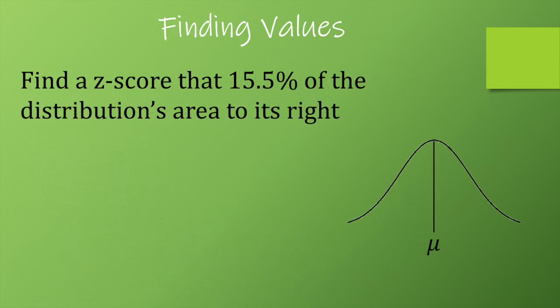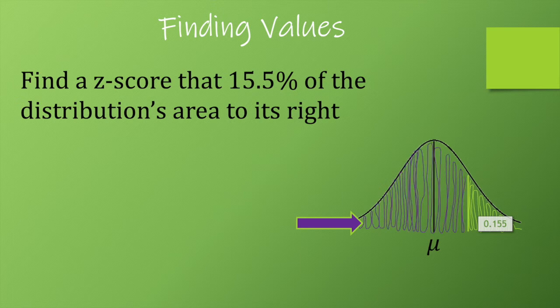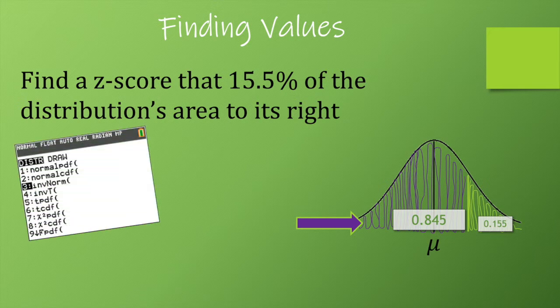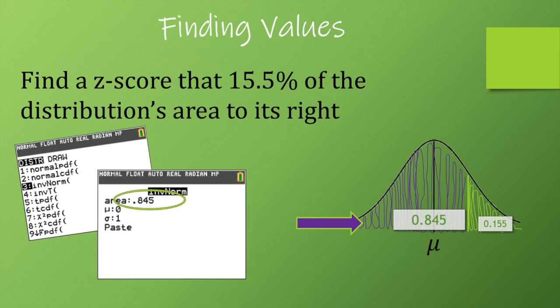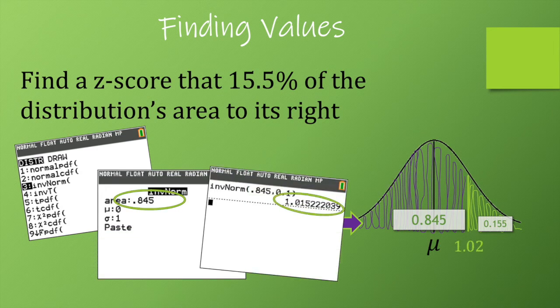Let's try another one. Find a z-score that 15.5% of the distribution's area is to its right. We want to the right, but here's the problem. Cumulative area comes from the left. But we can do this. We'll just take 1 minus 0.155, which gives us 0.845. We'll use that number to find the area up until that point. So second vars, go to inverse norm, put in 0.845, and that tells us that that sectioning off point is the z-score of 1.02.